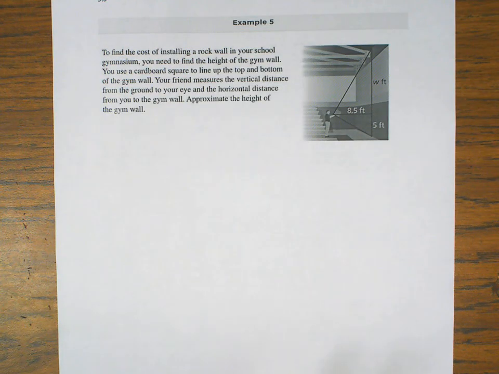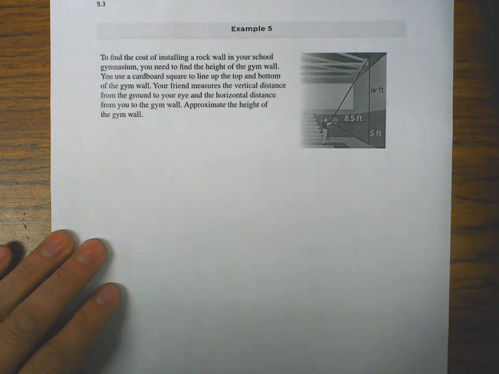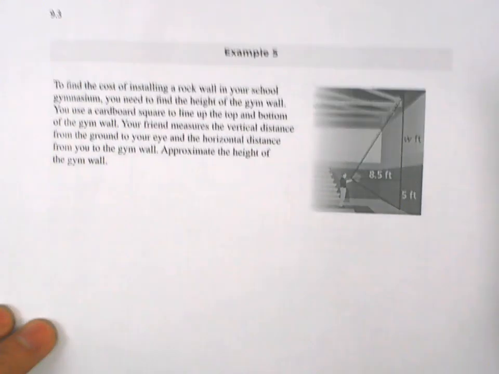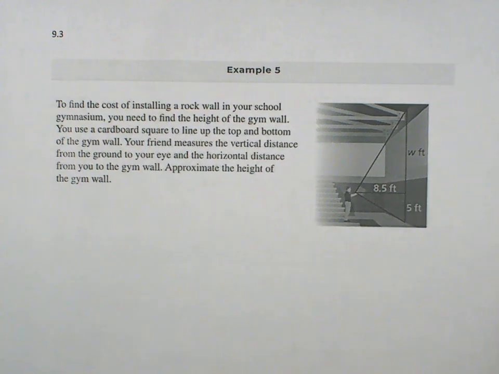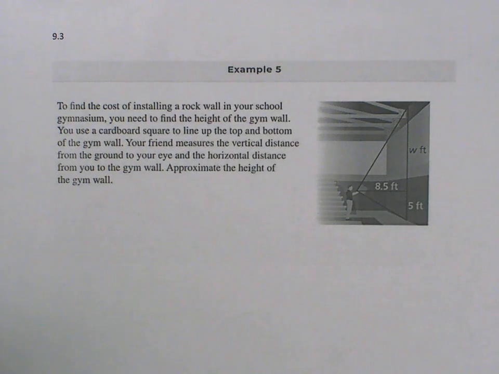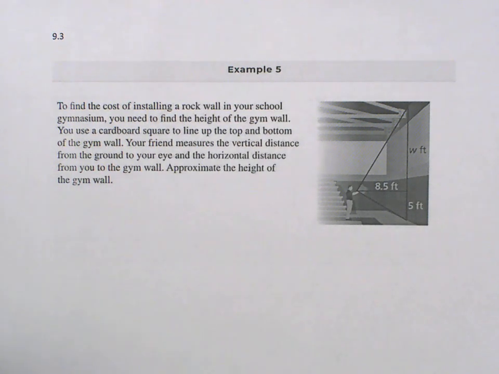Example 5. To find the cost of installing a rock wall in your school gymnasium, you need to find the height of the gym wall. You can use a cardboard square to line up the top and bottom of the gym wall. Your friend measures the vertical distance from the ground to your eye level and the horizontal distance from you to the gym wall. Approximate the height of the wall.